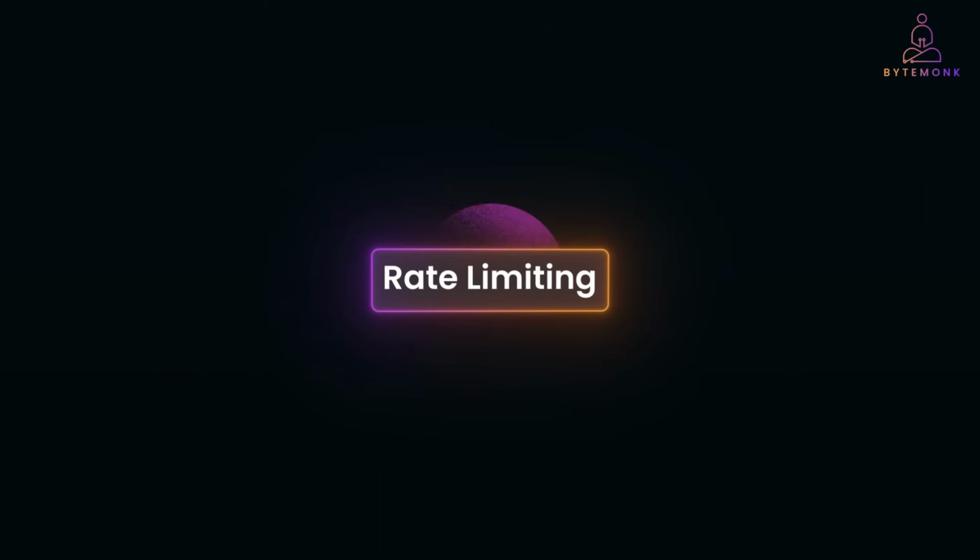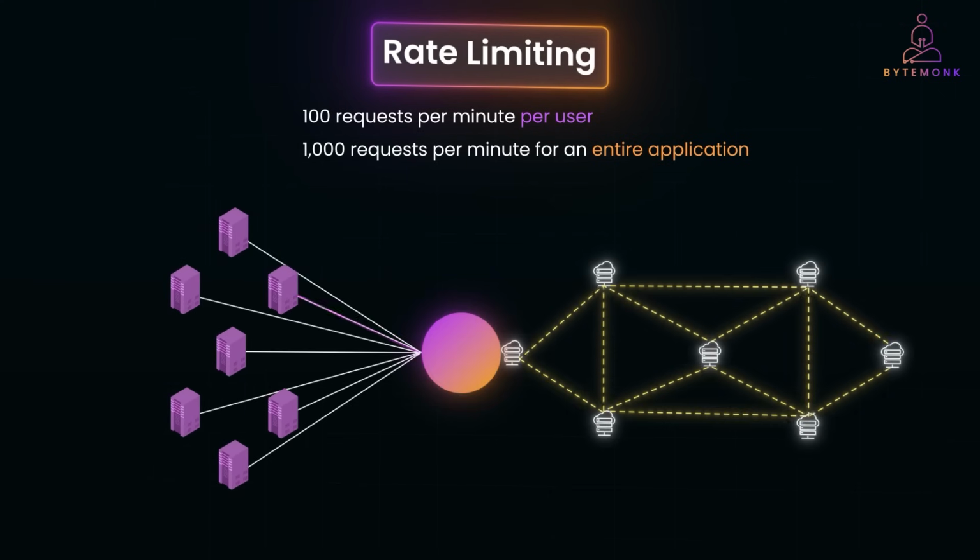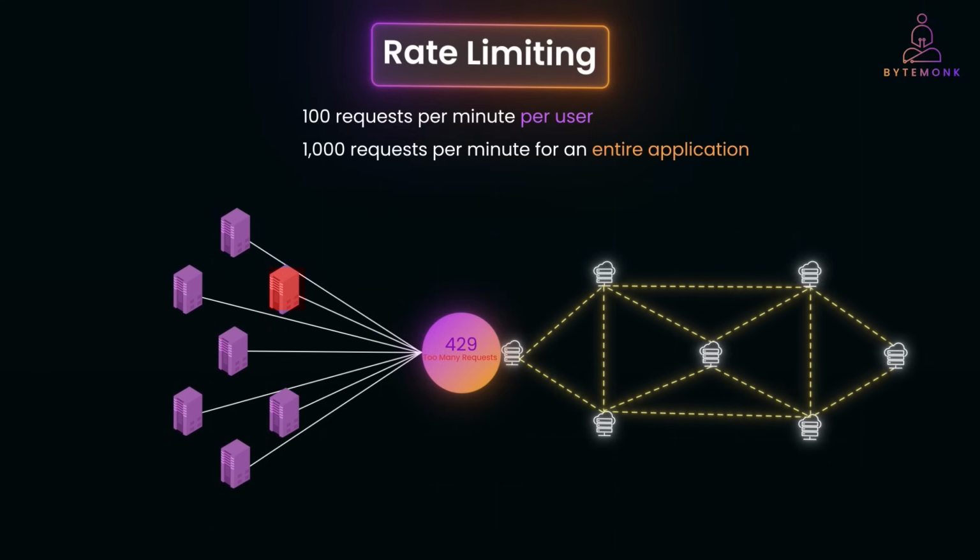Rate limiting sets a cap on the number of requests a client or user can make within a specific time window. For example, you might only allow, say, 100 requests per minute per user or 1000 requests per minute for an entire application. Now, if a client tries to exceed this limit, they get blocked or receive an error response, typically a 429 too many requests status code. This ensures no single source overwhelms your system.